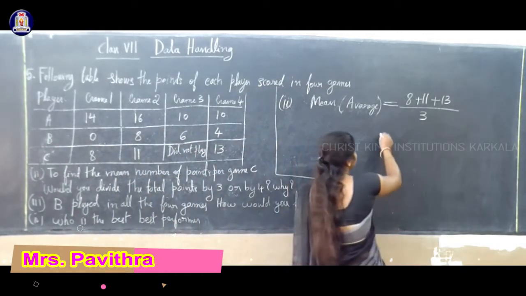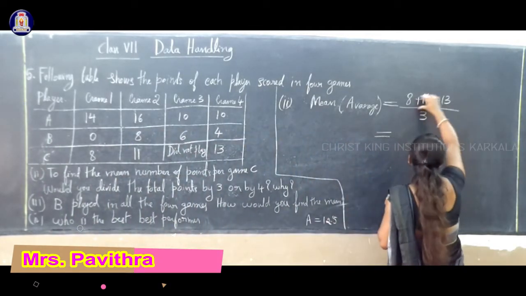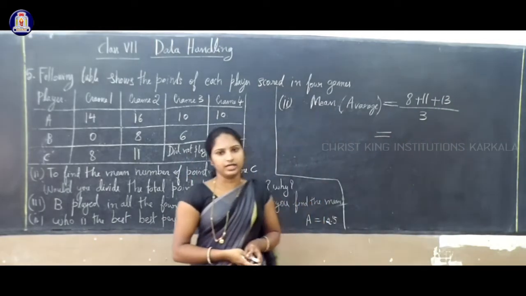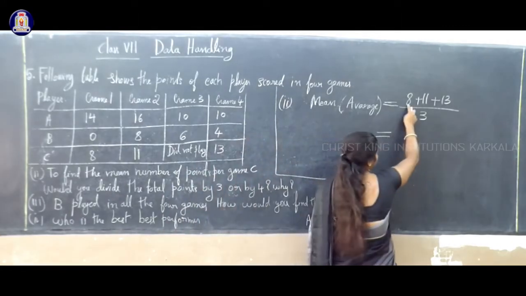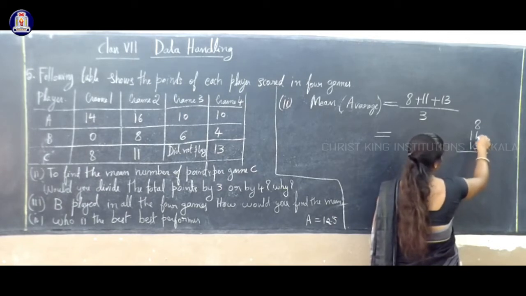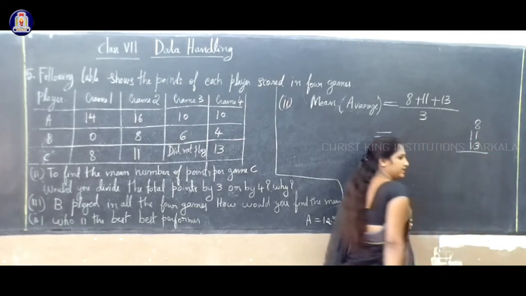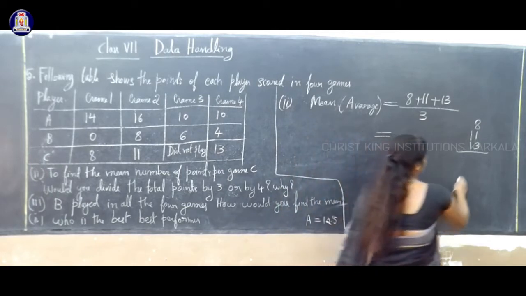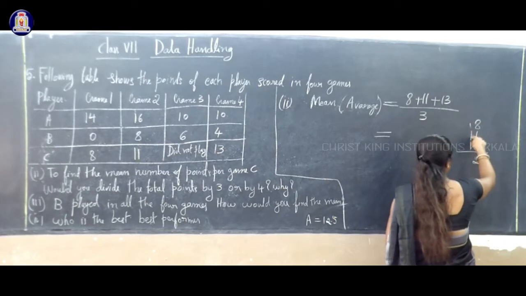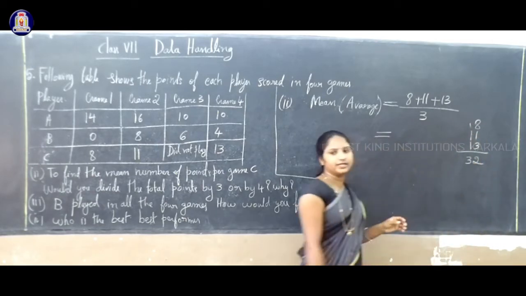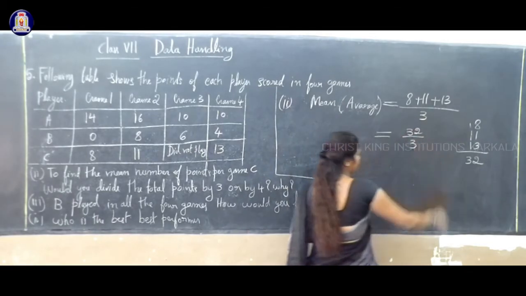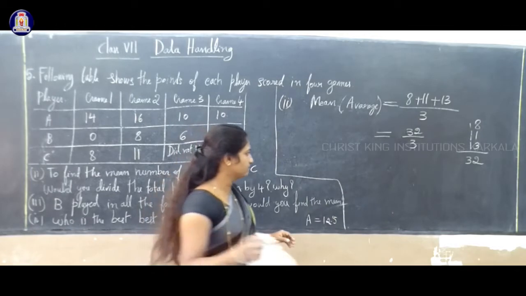Now what do we have to do? The sum of the observations goes in the numerator, and the number of terms you must write in the denominator. Clear? So now if you add 8 plus 11 plus 13: 8 plus 1 is 9, 9 plus 3 is 12, then 1 remaining, 1 plus 1 is 2, 2 plus 1 is 3. So we get 32. So 32 divided by 3.